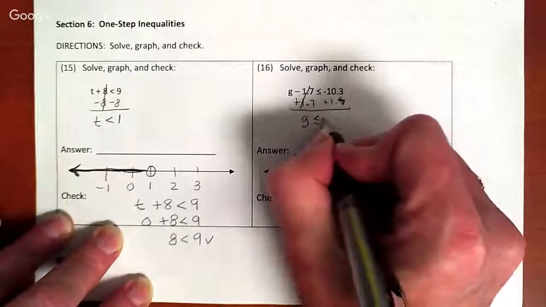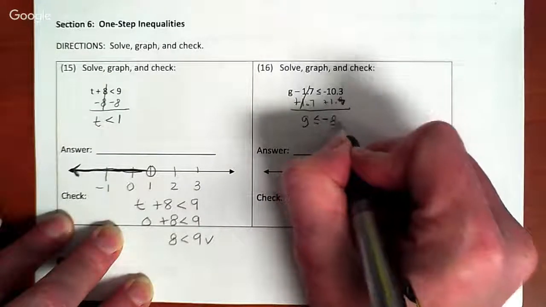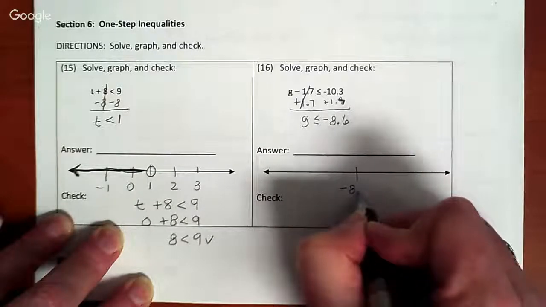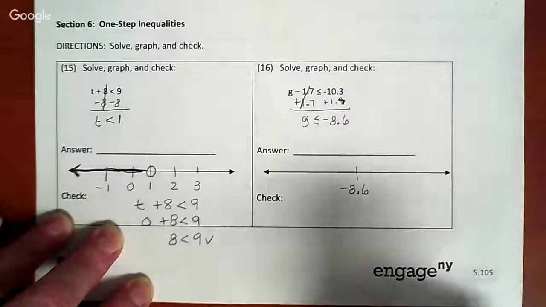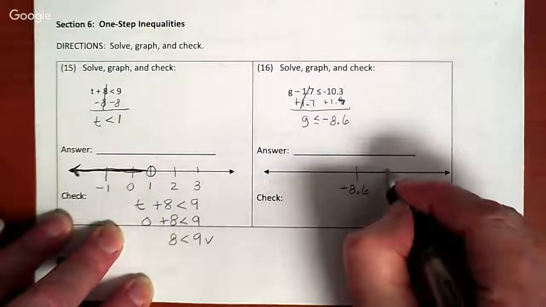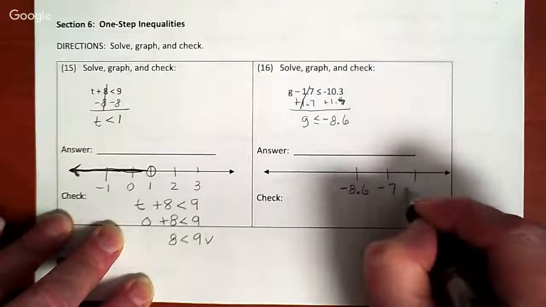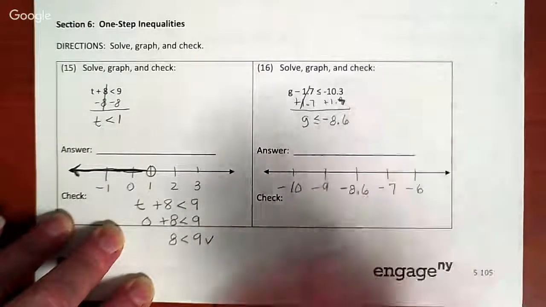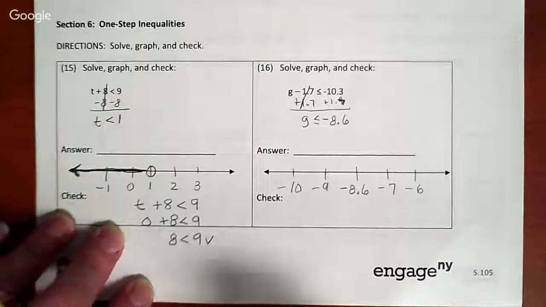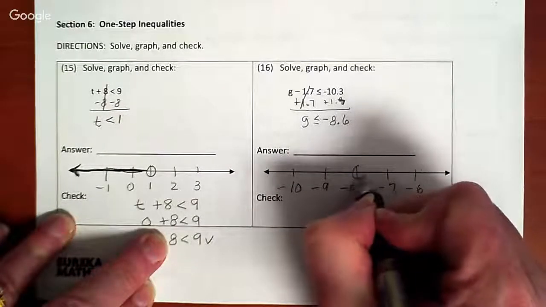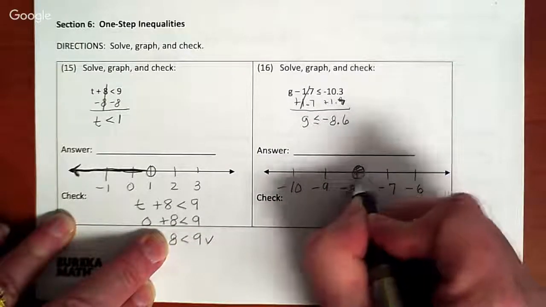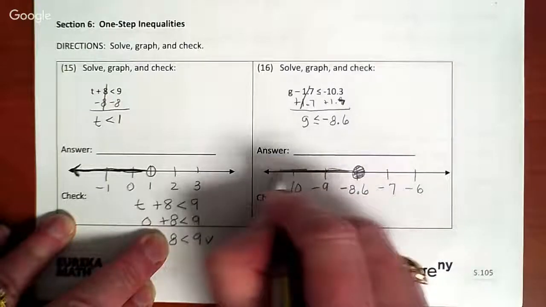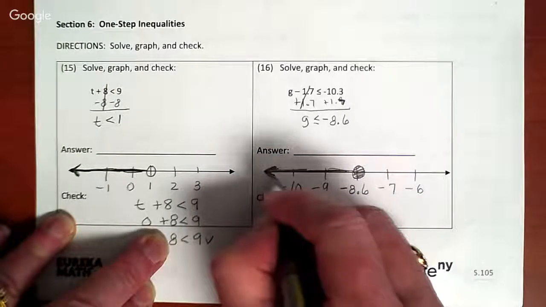And we get negative, excuse me, 8.6. So that number goes in the middle here. But what I can do here is, because we can deal with the whole number, I'm going to go negative 7, negative 6, negative 9, negative 10. Because it doesn't matter, it's less than or equal to. So now I'm going to put a circle around it because it's or equal to. I'm going to color it in. And again, it's facing towards the window. So I'm going to color it in. Remember, make sure you color that arrow.